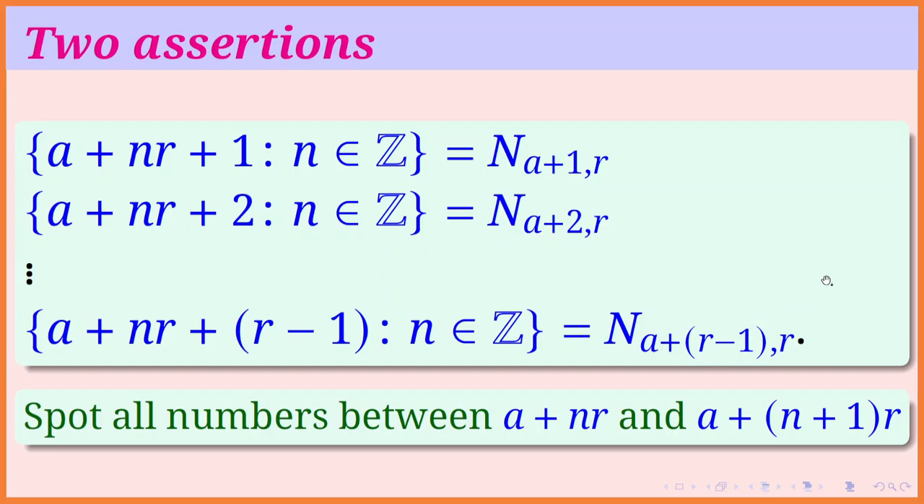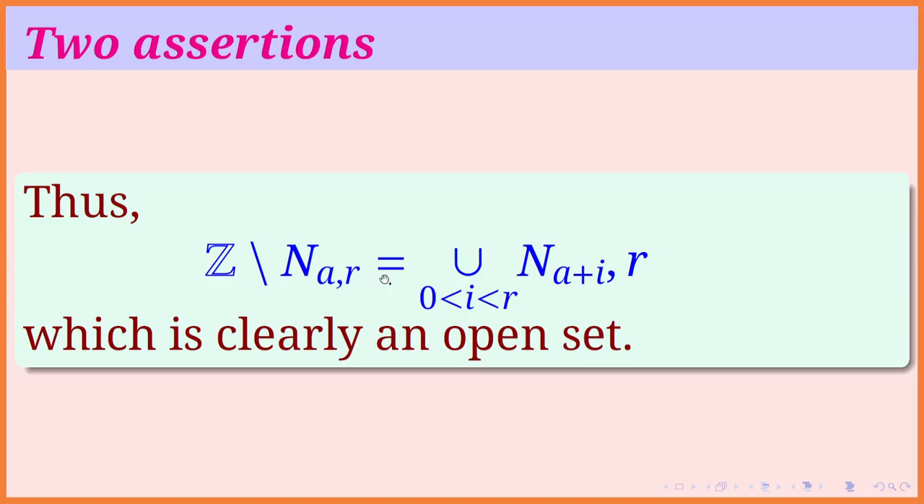So thus it follows that the complement of N(A,R) is precisely equal to the union of N(A plus i, R), where i runs between 1 and R minus 1. So i is greater than 0 and at the same time less than R. And it is clearly an open set because it's a union of open sets. These neighborhoods are open.